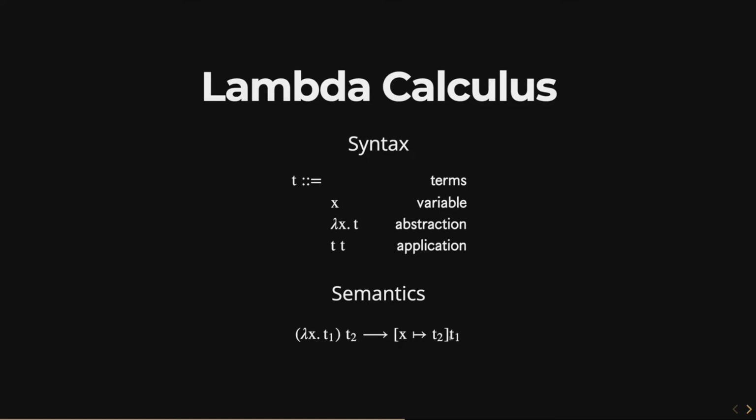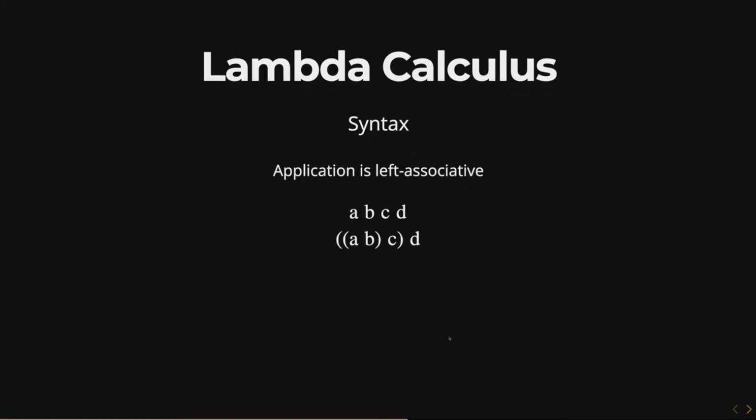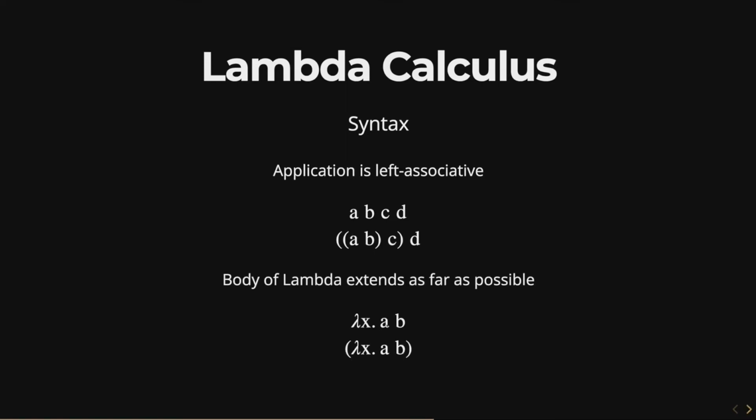Okay, and then I said there are two conventions, right? So application is left associative. So if you write A, B, C, and D, it's applying to the left here, and the body of a lambda extends as far as possible to the right. So this is not lambda x A applied to B, but the parentheses include it, so the application is inside the body, right? Not the lambda. Okay.